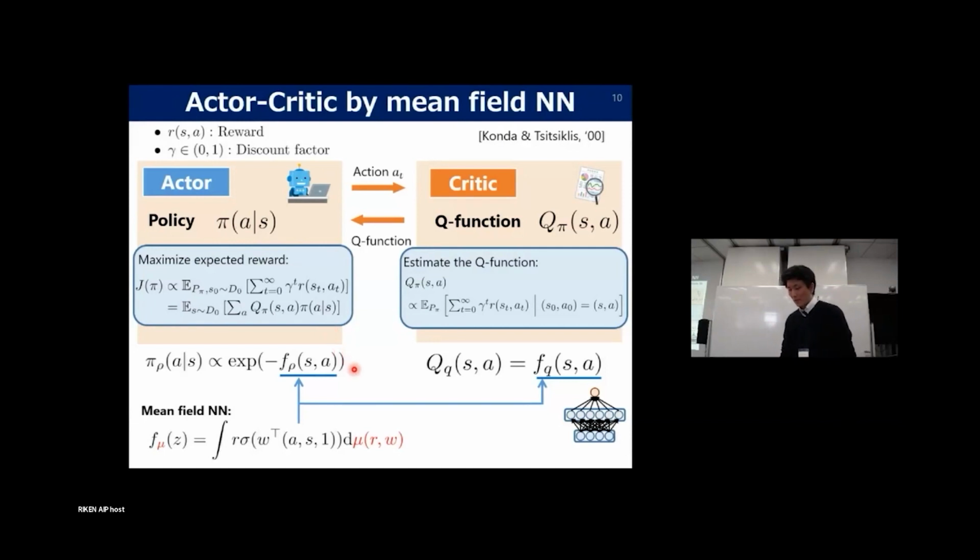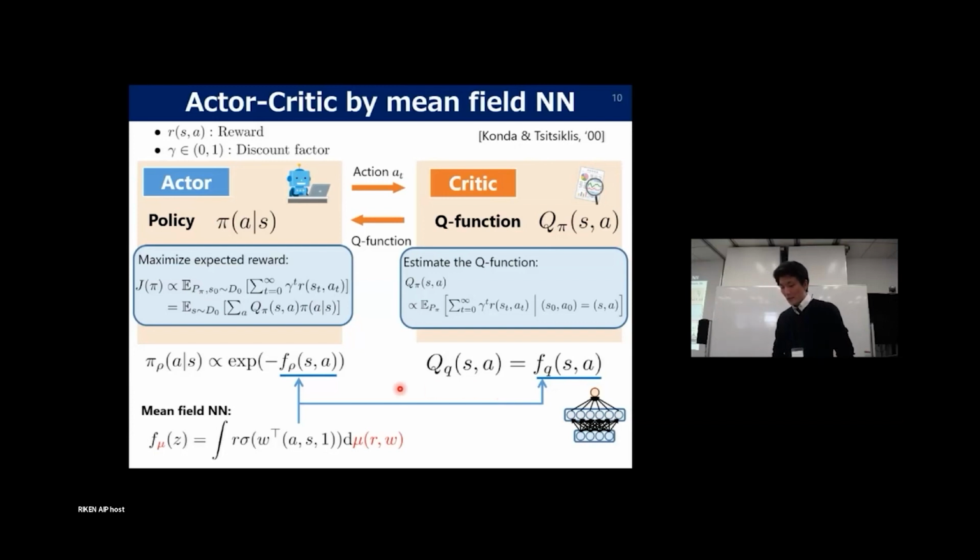In this analysis, we consider that the policy is characterized by a two-layer neural network f_rho, which is a mean-field neural network. It is given by the exponential of minus f_rho, where rho is the distribution of the parameters. So this is our policy. For the Q function, we also use a neural network. We estimate the Q function by a two-layer neural network, where the distribution of the parameters is denoted by small q. So we fit this two-layer neural network to the Q function and the policy function.